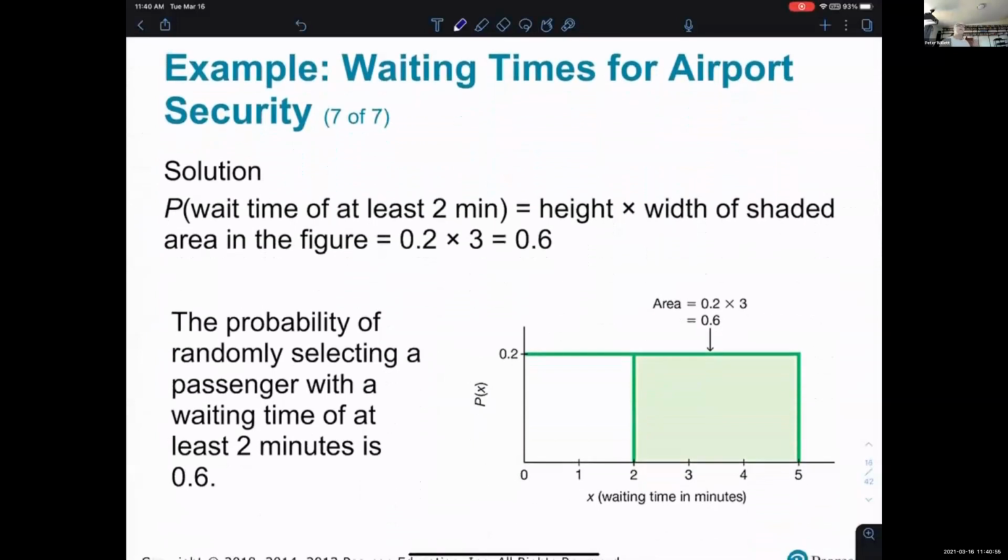The probability of waiting time of at least 2 minutes would equal the height times the width of the shaded area for values of at least 2 minutes, which is 2 or more from 2 to 5. And so they shaded that, calculated the area, determined the probability was 0.6. And then they draw their conclusion to say that the probability of randomly selecting a passenger with a waiting time of at least 2 minutes is 0.6.